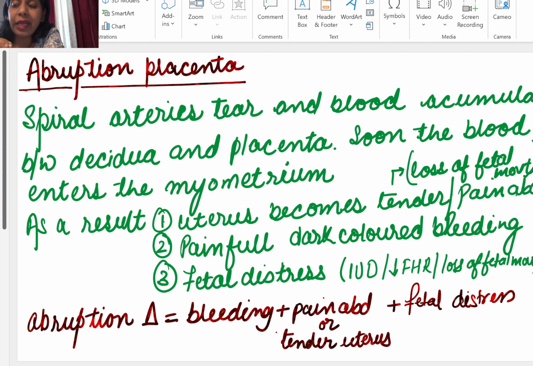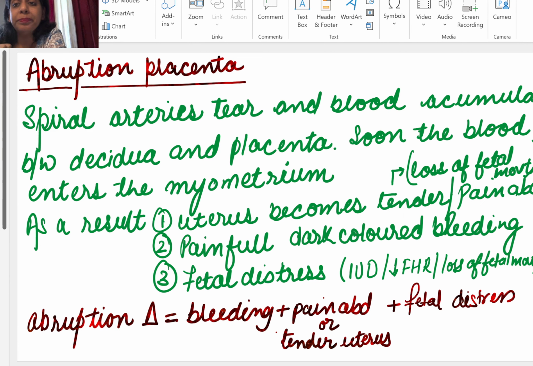Okay, so you should know that accumulated blood is always dark colored. Number three, now you all know that the fetus gets all its nutrients and oxygen from the placenta. Now when the spiral arteries are torn, of course the fetus will go into distress. There's nothing new about it. So there will be fetal distress, and depending on what distress it is, the fetus can go into IUD, or decreased fetal heart rate, or loss of fetal movement, whatever is there.